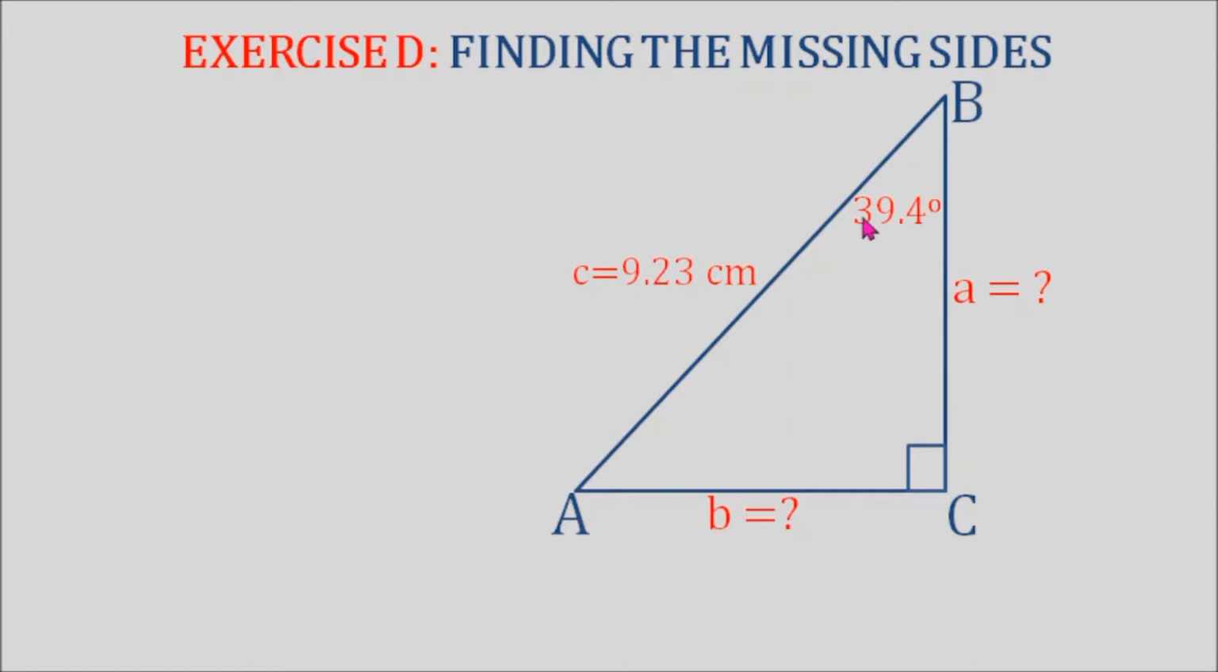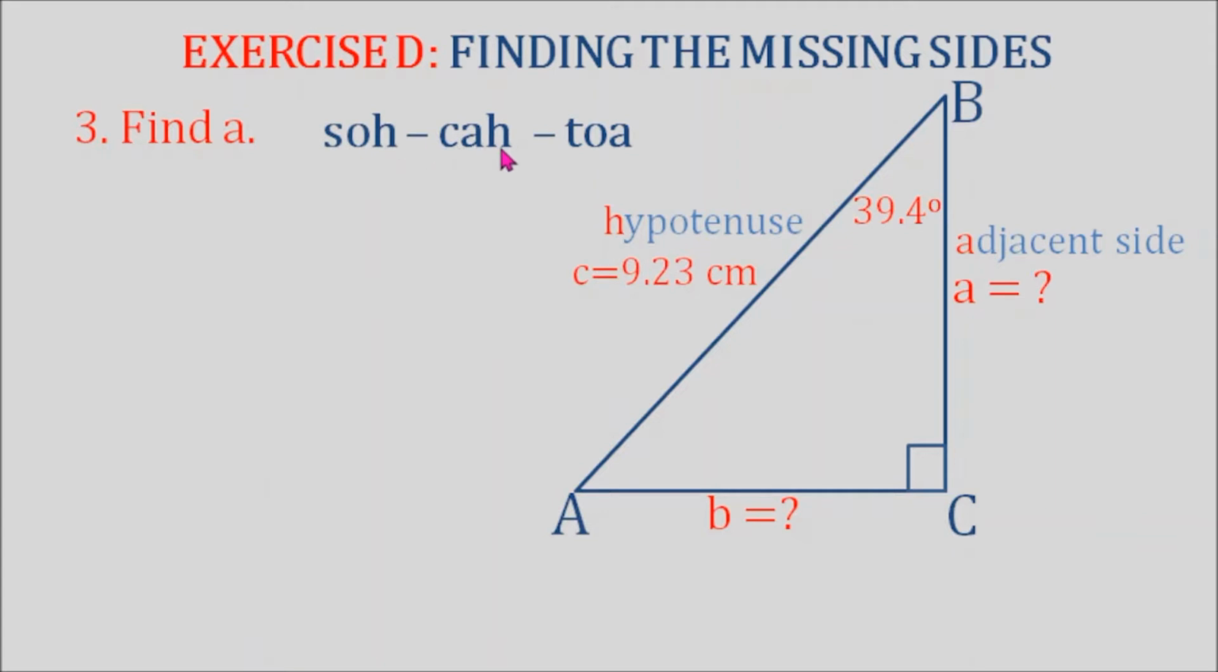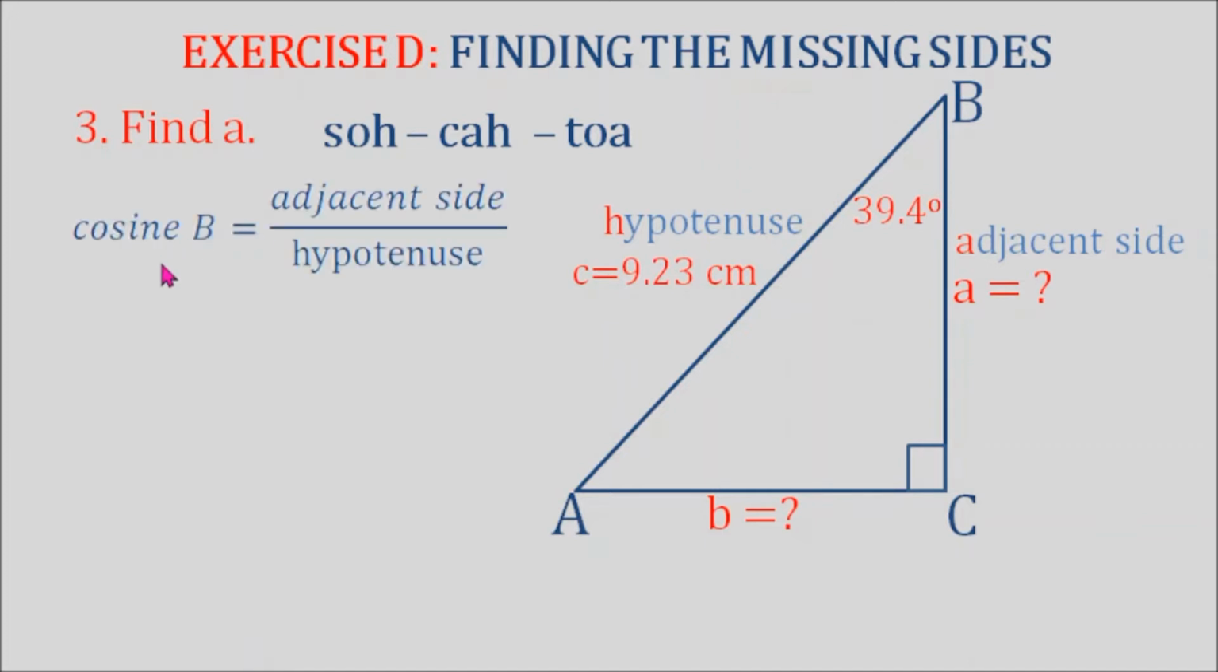In this triangle, the measure of angle B is 39.4 degrees. Then side C is 9.23 centimeters. And we are going to find side A and side B. First, let's find side A. In reference to this angle, side A is called the adjacent side, and this known side is called the hypotenuse. So it's A and H. So from our SOHCAHTOA, we are going to use cosine. We are going to set up our equation. So cosine of angle B equals the adjacent side over the hypotenuse.